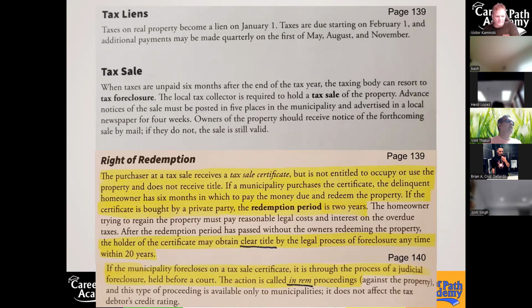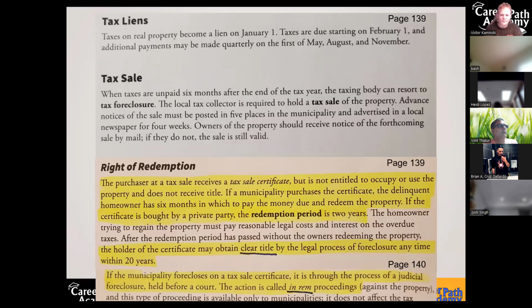Now, why is that? Well, the sale is still valid because you know the taxes were owed. You know the taxes are due. You've been ignoring those bills that have been coming in. So that's not the tax man's problem, that's yours.